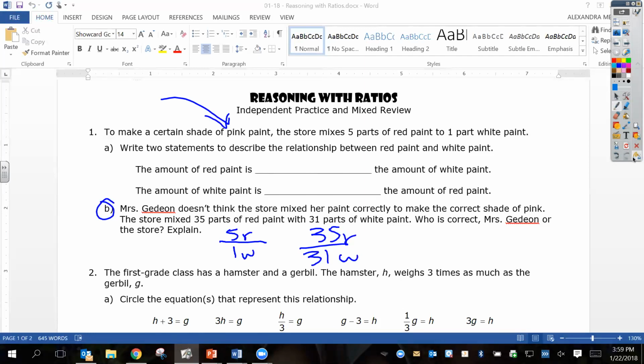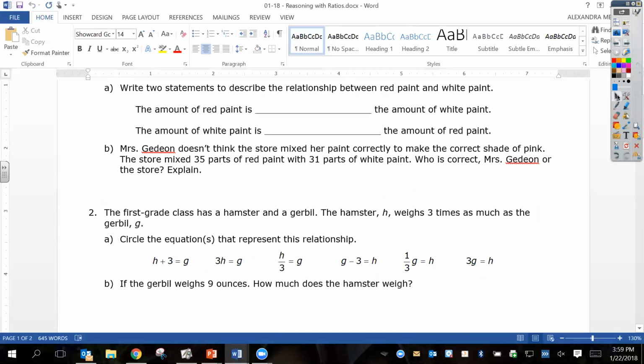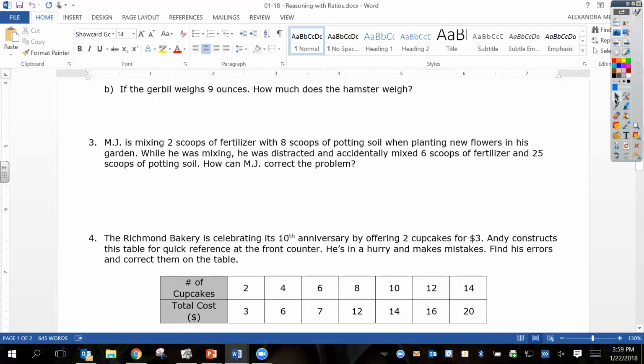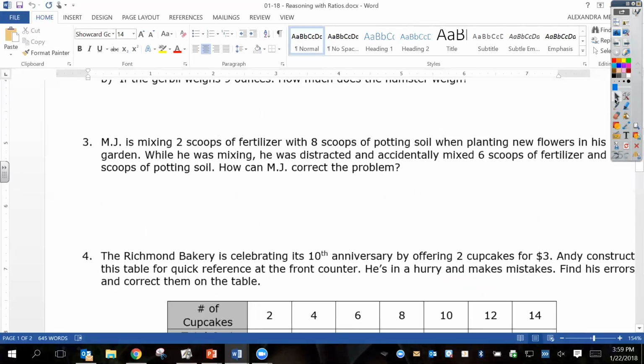Taking a look down here, number 2, make sure that you pick the correct answer. If it says the hamster H weighs, you know that it's equaling that. What is happening over here to give you H? All right? Now, I'm going to work out number 3 with you.